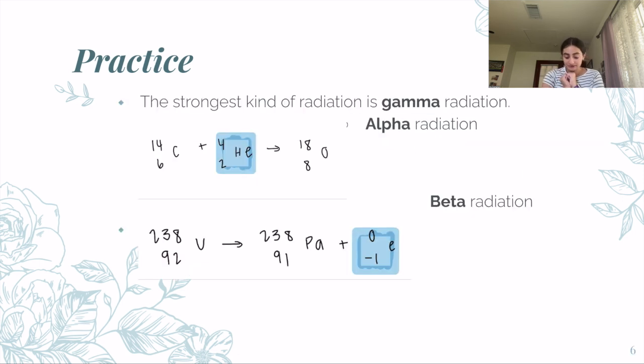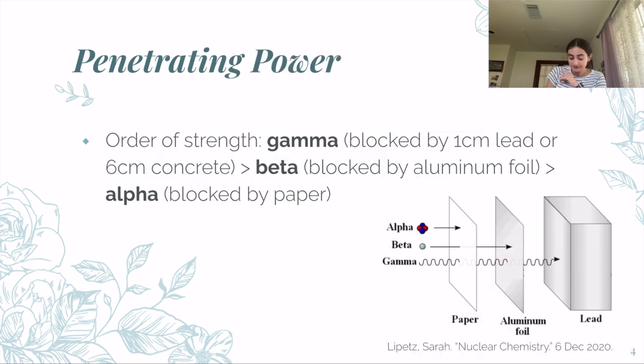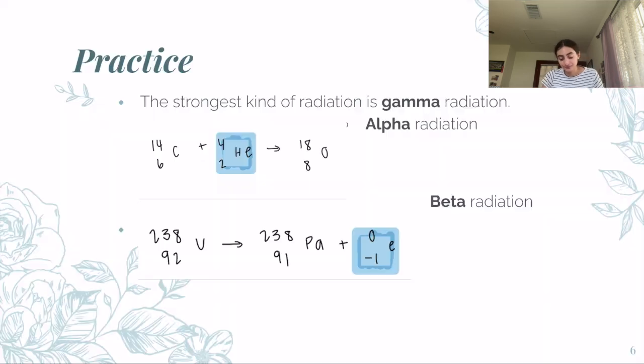Okay, let's go over the answers. So, first we have that the strongest kind of radiation is gamma radiation, which you can see back here. Gamma radiation is blocked by 1 centimeter of lead or 6 centimeters of concrete and goes through paper and aluminum foil, which alpha and beta radiation is blocked by. This second problem, it should have said alpha particle, but the symbol with 4 atomic mass units and 2 protons and then helium, that is alpha, that's an alpha particle. And then finally, 0, -1 electron, we know that that is a beta particle.